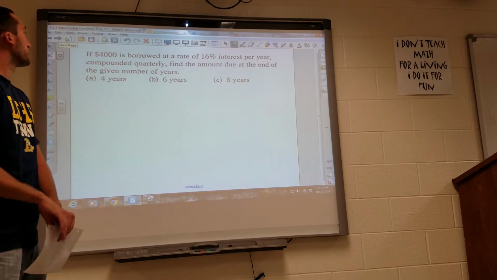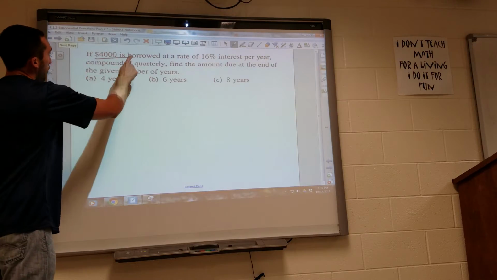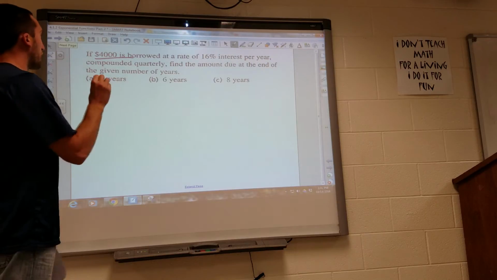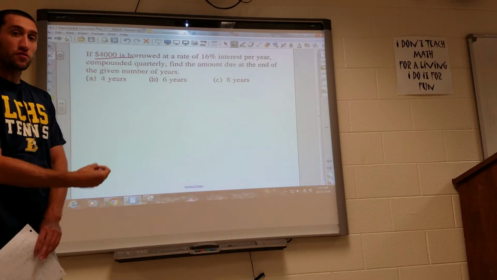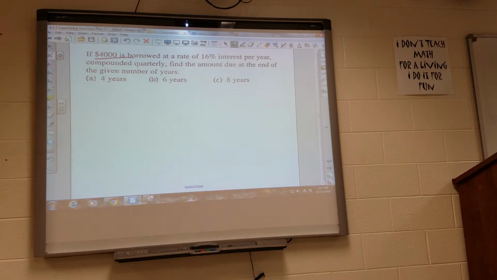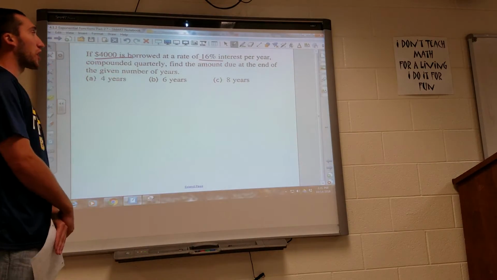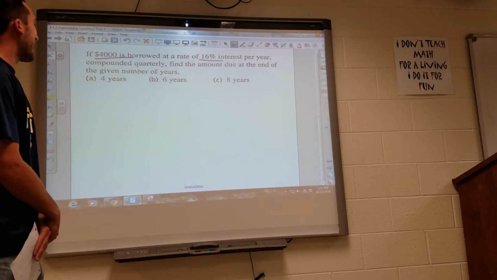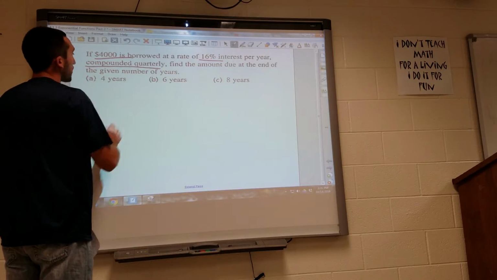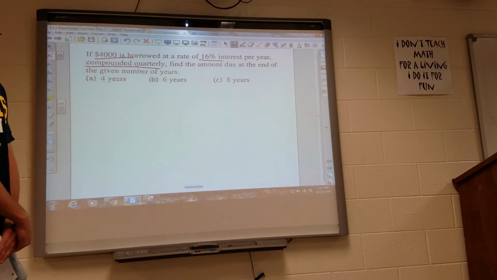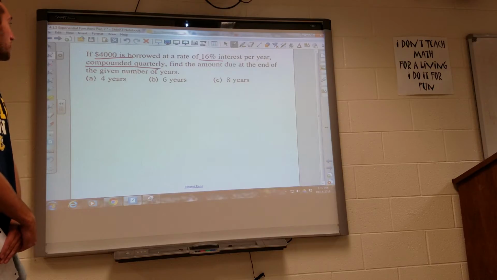So let's do an example. They have told us that $4,000, that's important, so I've underlined it, that's our initial, is borrowed at a rate of 16%. So that's how much we're being charged to borrow that money. And it is compounded quarterly. Find how much money is due at the end of each of these 3 time frames.